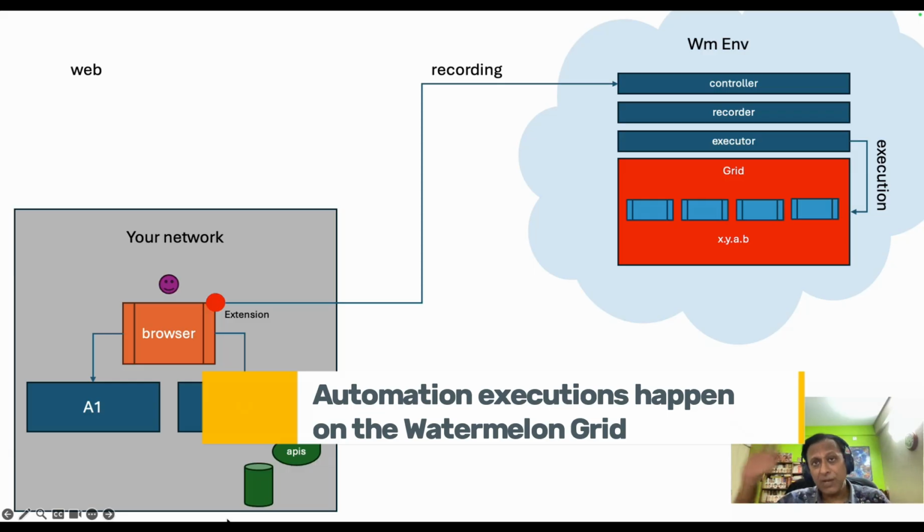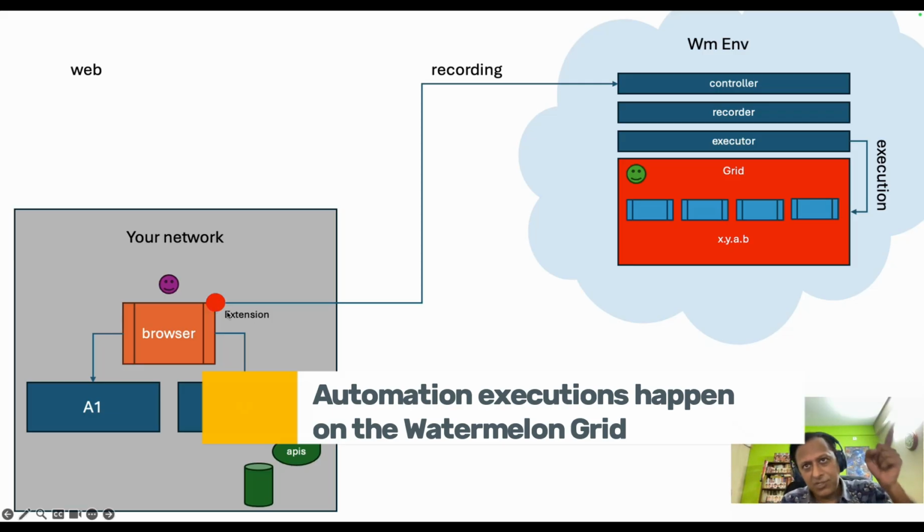There is an option to do that, but we'll talk about that later. Typically, by default, the way that automations execute is on the Watermelon grid. What this means is the grid actually behaves like a person who is having access into your application and is executing the automations auto-generated by Watermelon.